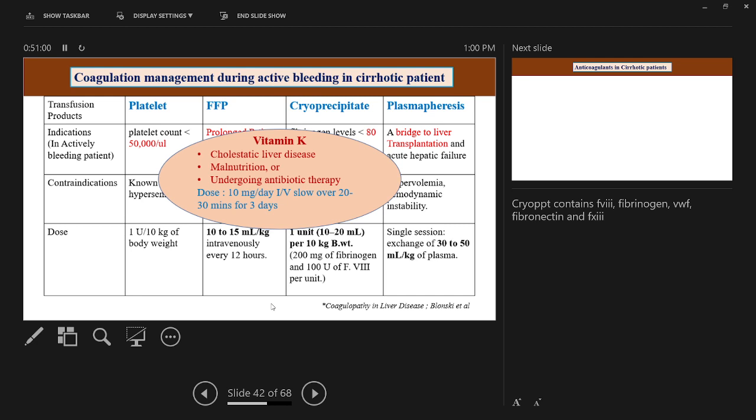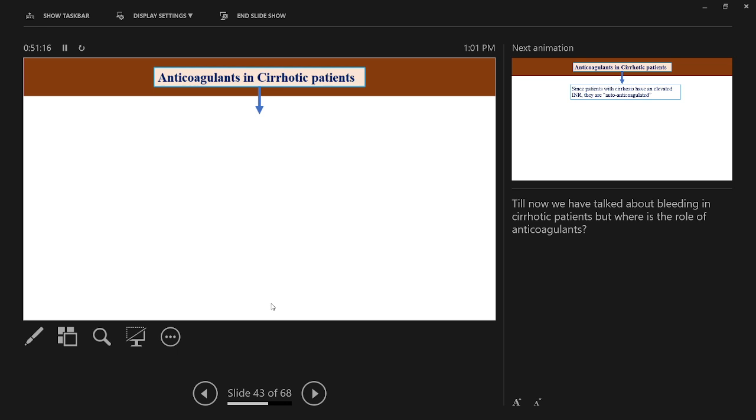We have seen here that in the red areas, most of the patients have been receiving vitamin K for almost a week or 2 weeks. This is not done, and also there is no indication of subcutaneous vitamin K in cirrhotic patients because of the erratic bioavailability. Also, till now we have seen bleeding in cirrhotic patients.